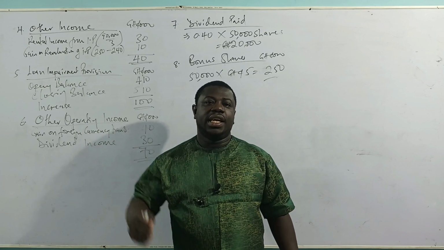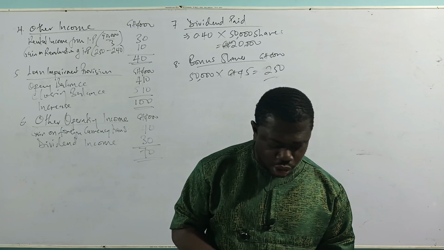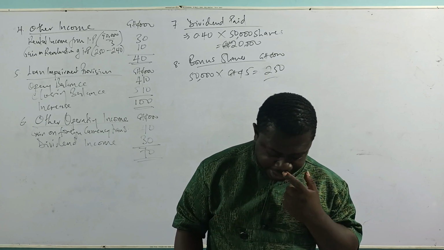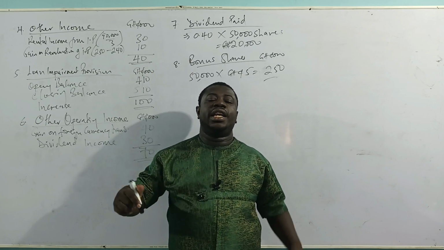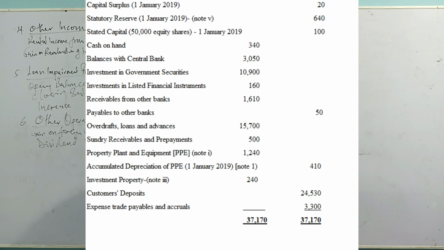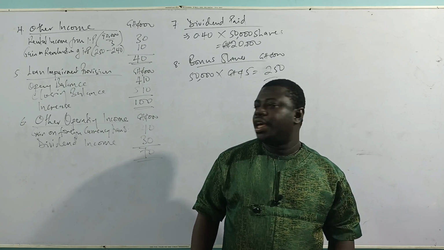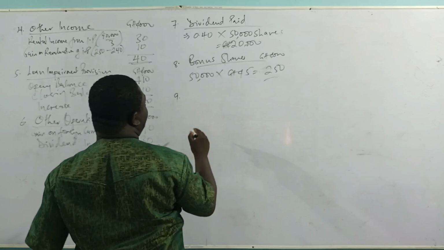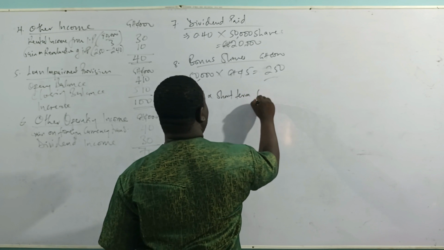But we are not done yet. There are still some workings to be done. Now, let me draw attention to something we discussed in part 2 concerning the cash and short-term funds. I told you that when we are preparing the statement of financial position, cash in hand is combined with the cash reserves in the central bank. In the question, we have cash in hand of 340 and balances with central bank of 3,050. So we need to combine that as one. We can call that working 9, cash and short-term funds.